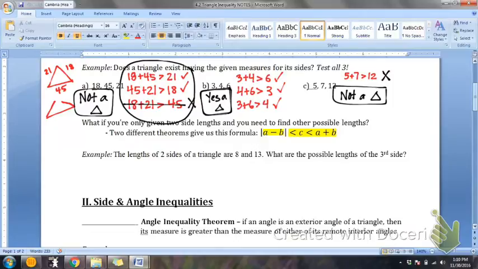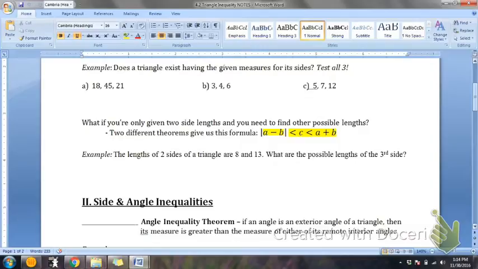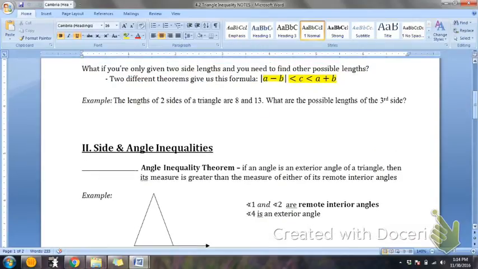All right, questions on that? What if you are only given two side lengths and you need to find another possible length? For example, I'm going to draw a triangle over here on the left. What if I drew a triangle and said this side was 10 and this side was 8, and I wanted to figure out how long this side needs to be so that it actually is a triangle?